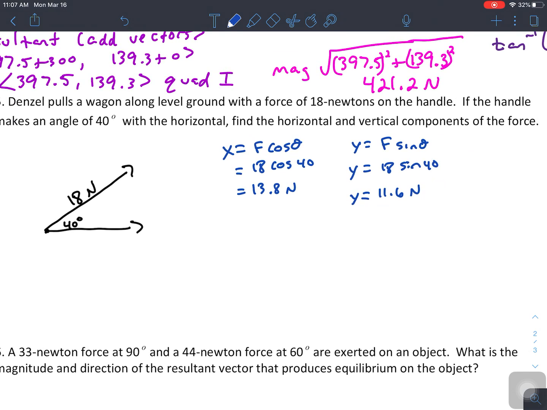All right, last one. Last one, we're going to talk about equilibrium. Okay, so a 33 Newton force at 90 degrees and a 44 Newton force at 60 degrees are exerted on an object. What is the magnitude and direction of the resultant vector that produces equilibrium on the object? So first, let's just draw this out.